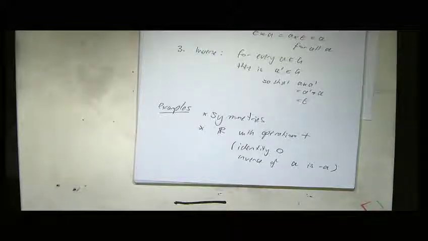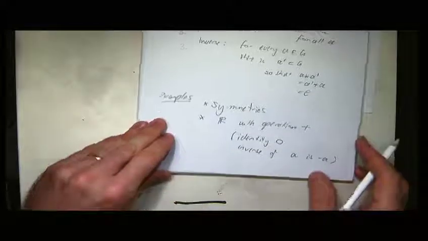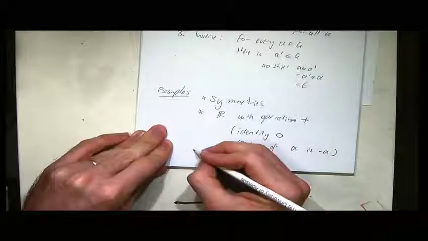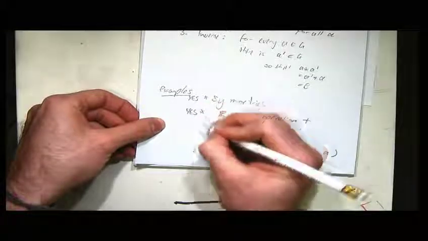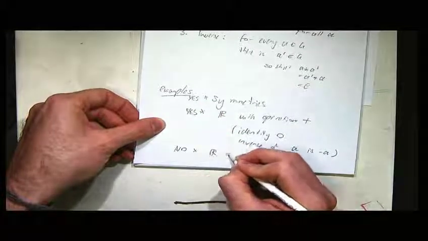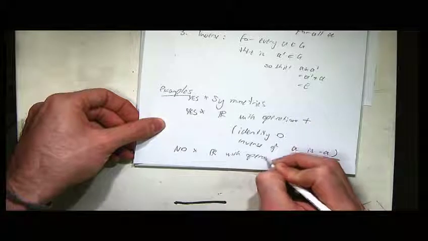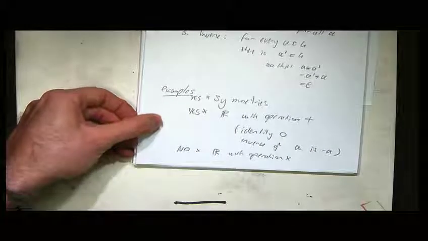aren't. So it certainly has an identity, because there's the number 1. What it doesn't have is inverses. Pretty much everything has an inverse except 0. So if it's only broken once, then it's not a group.